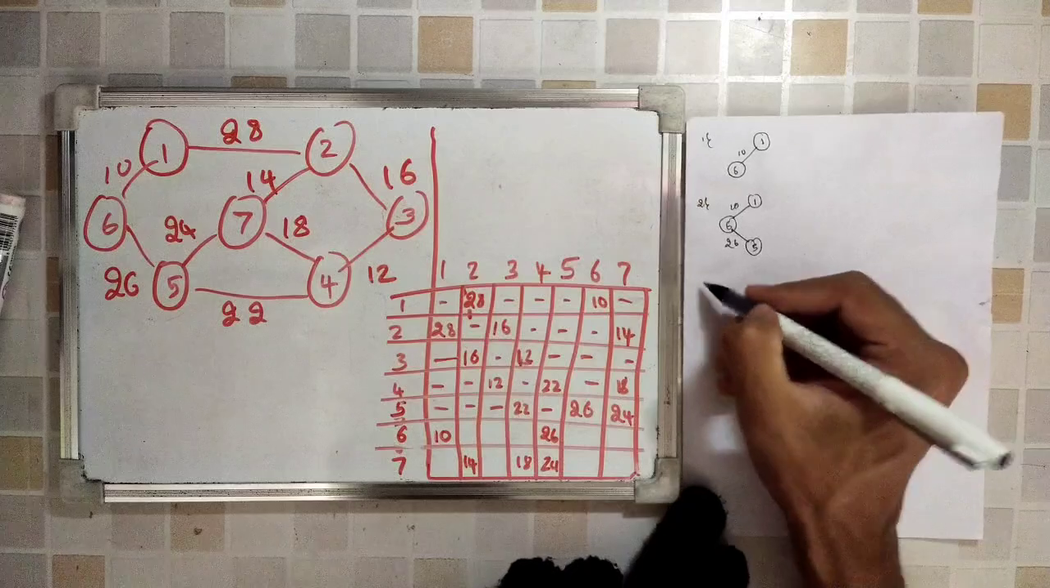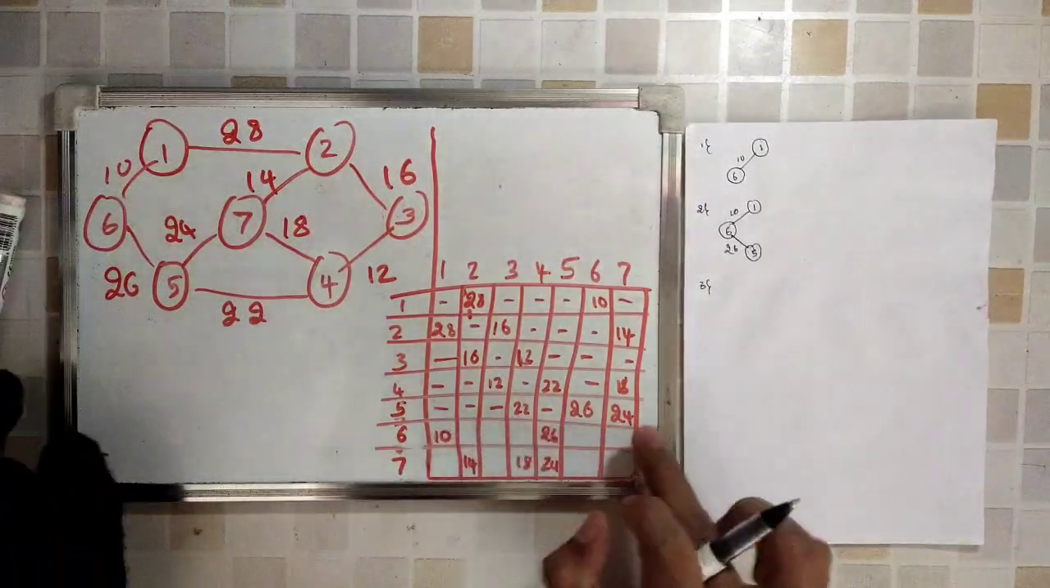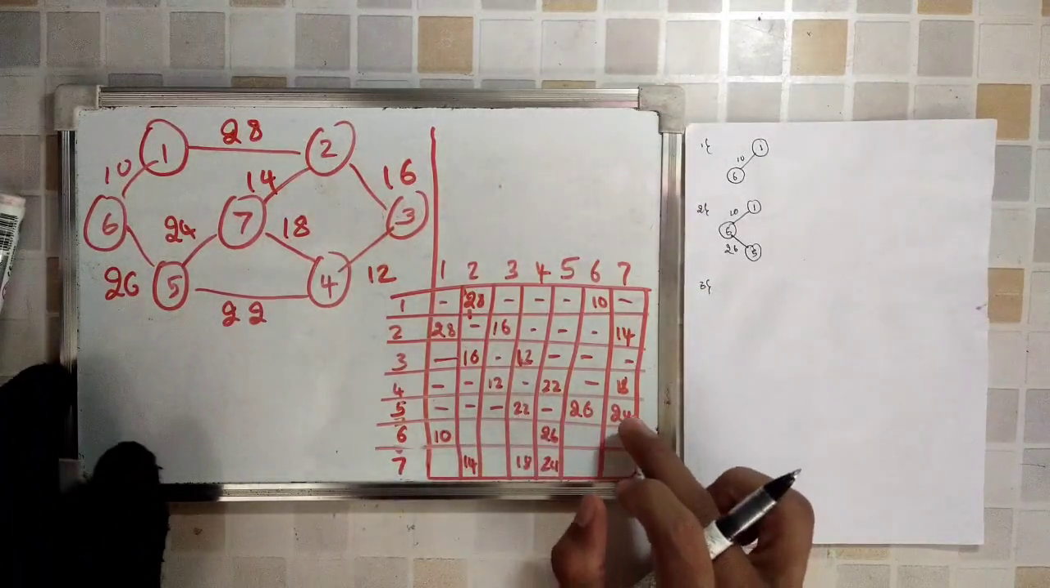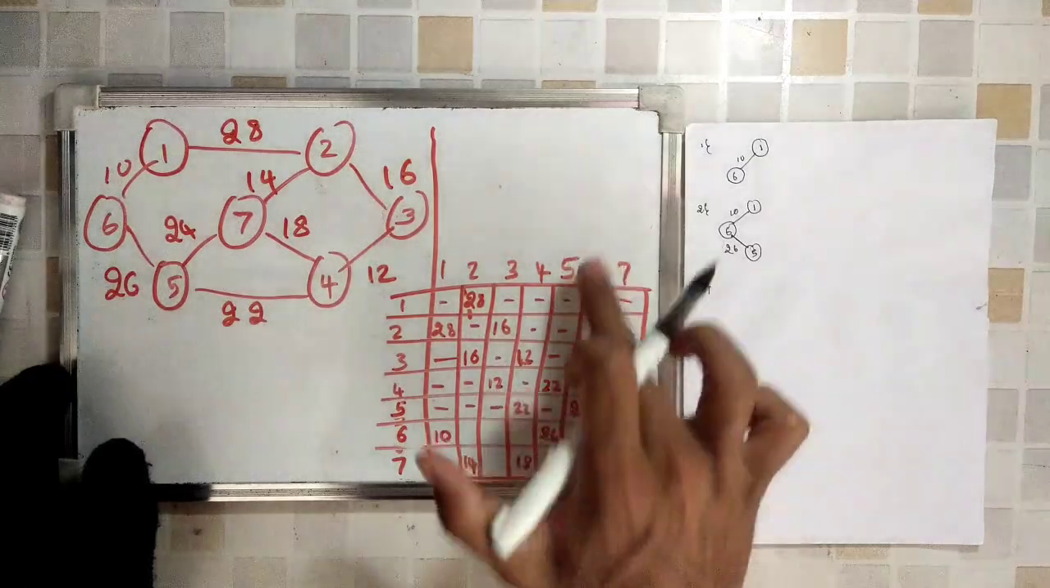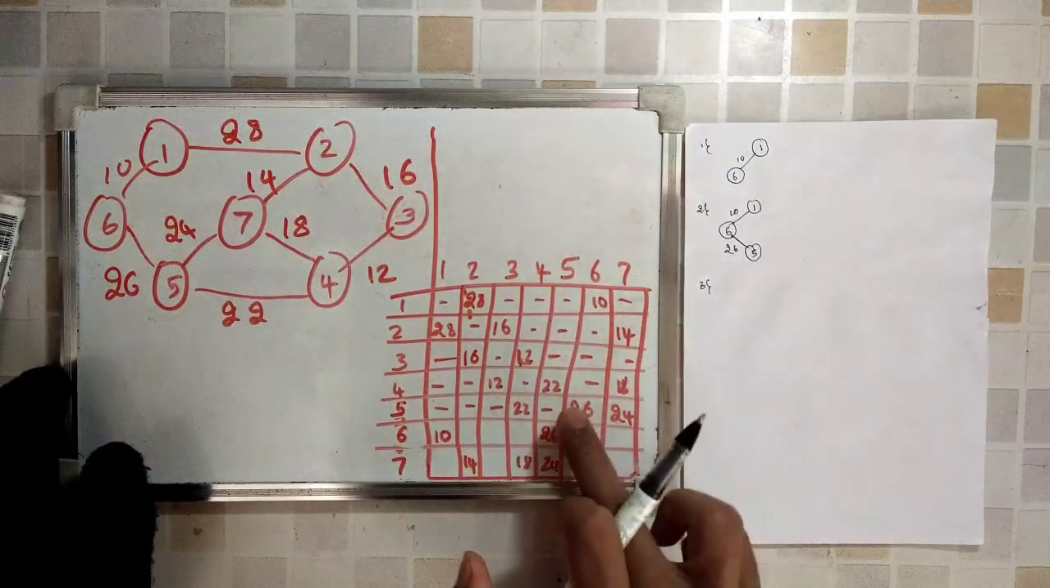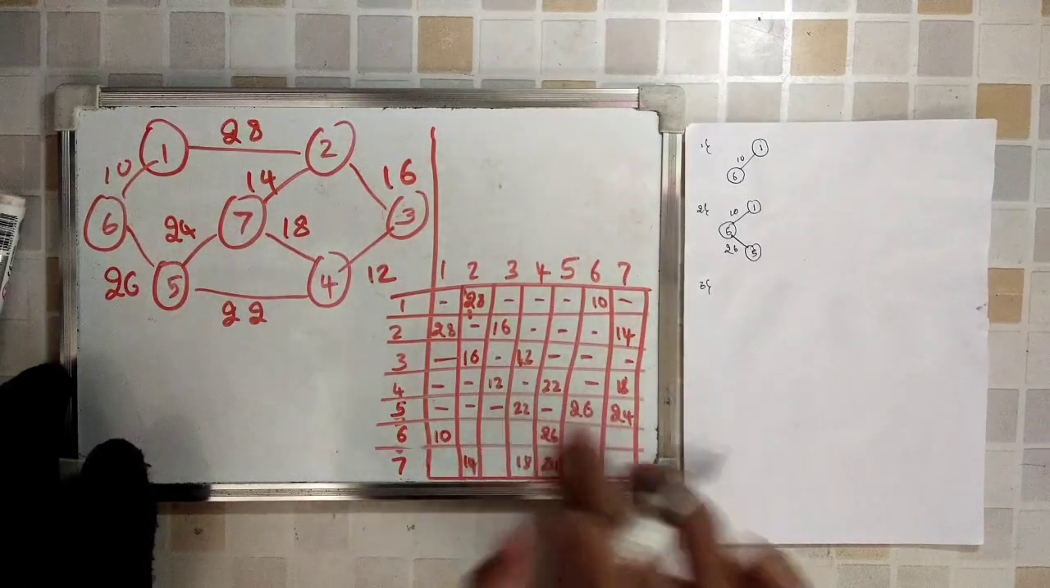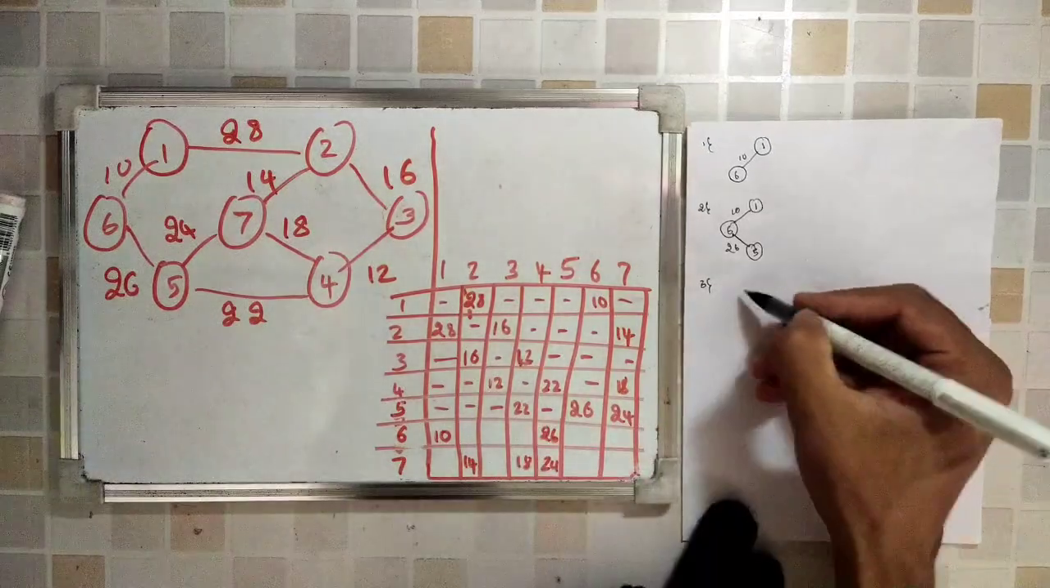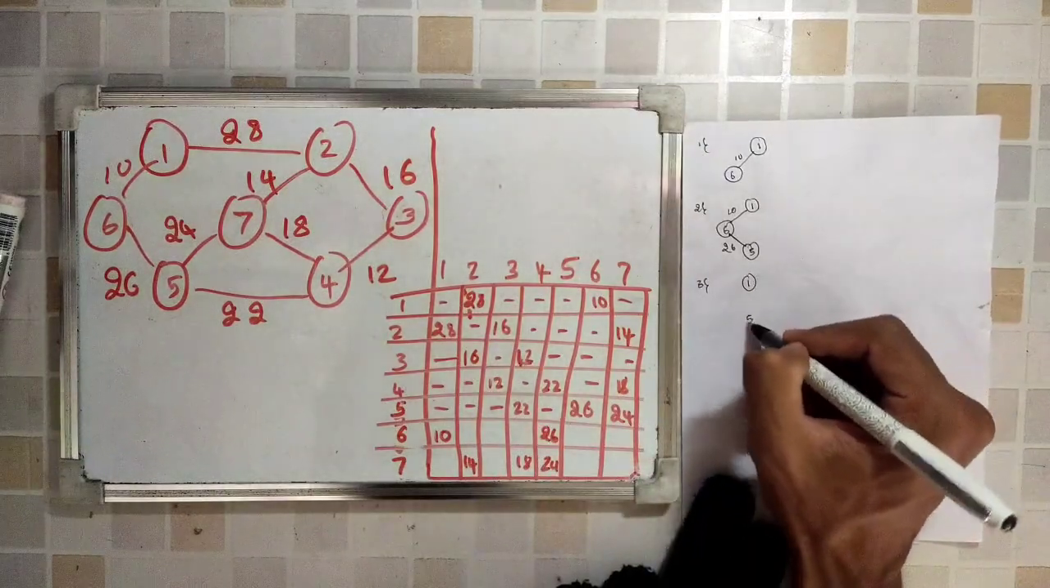Now step 3. I go and check in 5. Excluding the sixth one, I have two paths again, one for 4 and one for 7. Among these two, the minimum is 22. So now from here I will go to 22.